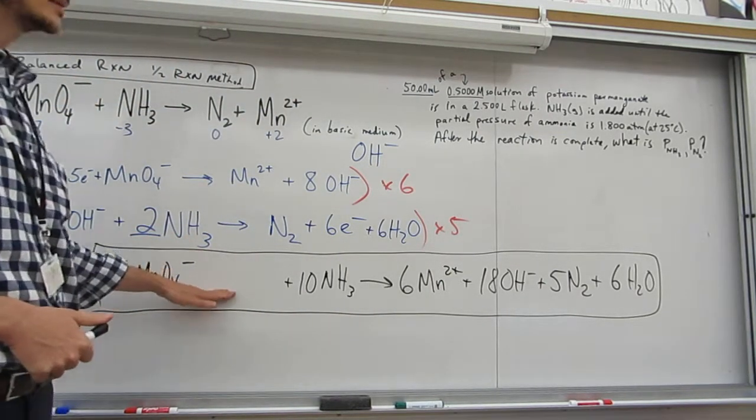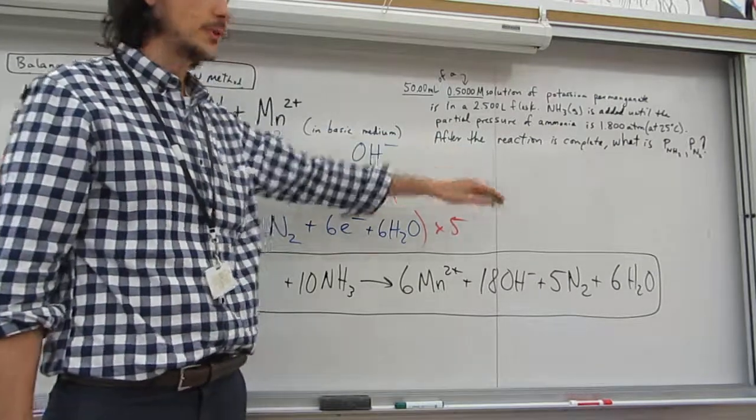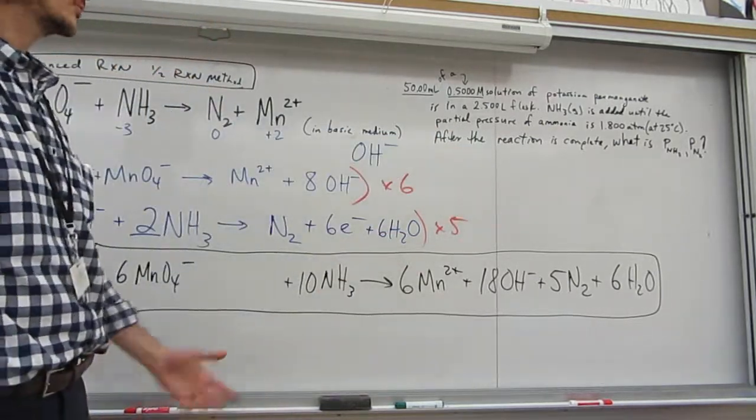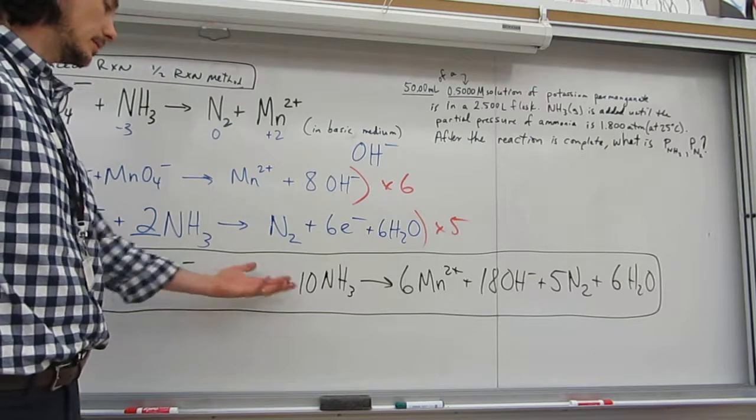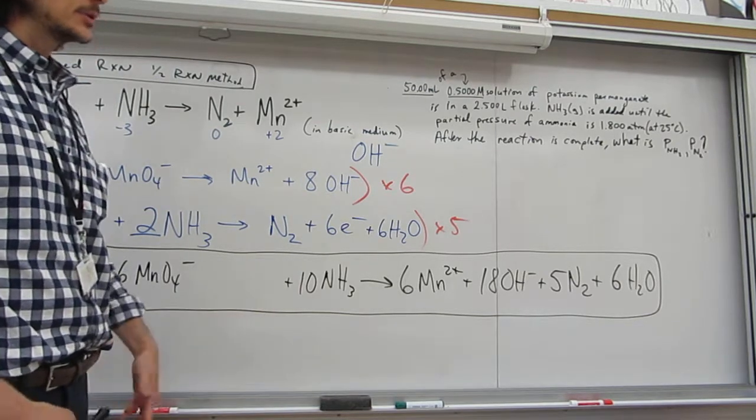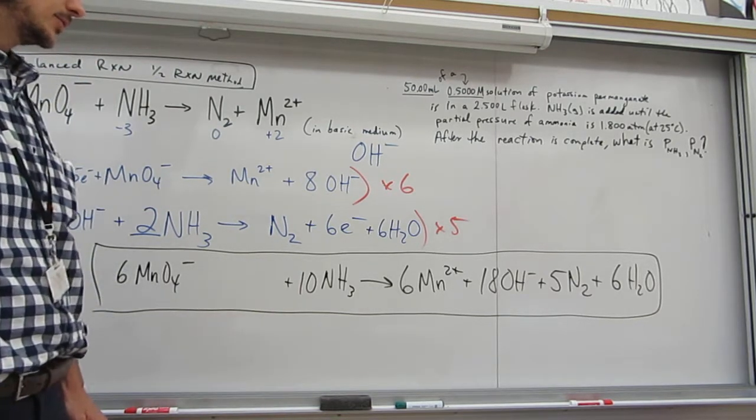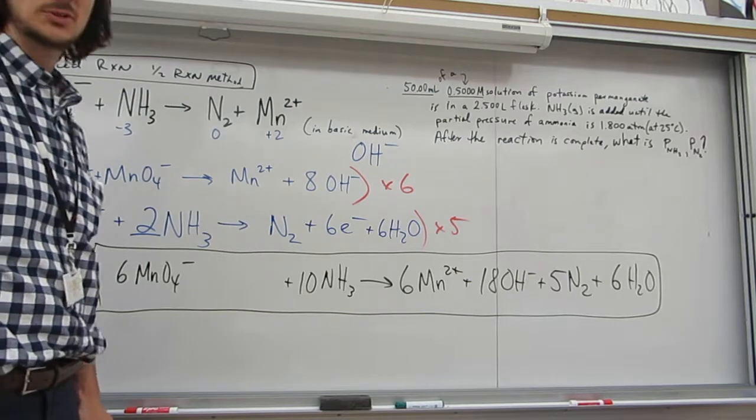You're going to use that to answer this question. Figure out what's the limiting reagent, the excess reagent, and then how much nitrogen gas is produced. All right, so we'll do that in a different video.